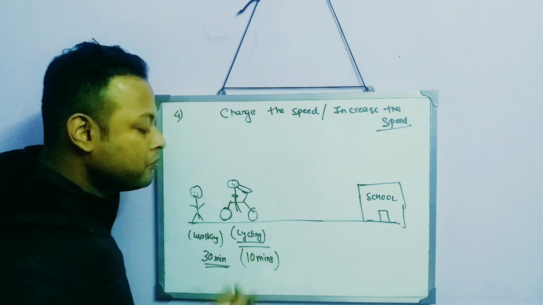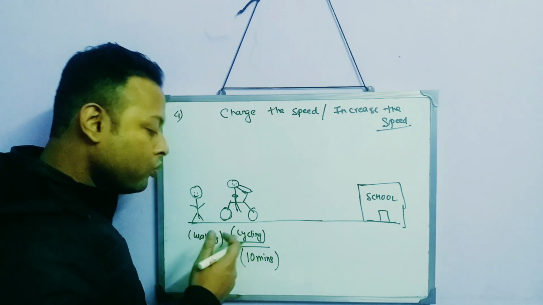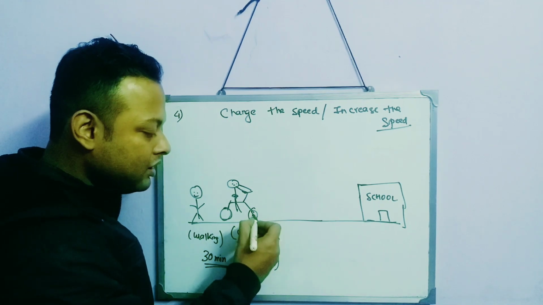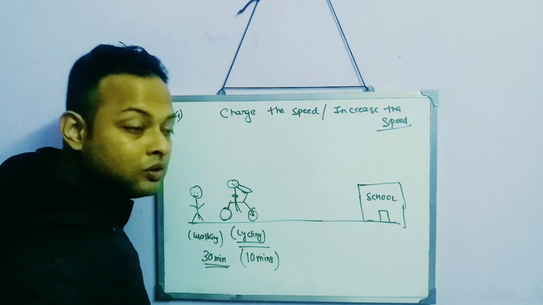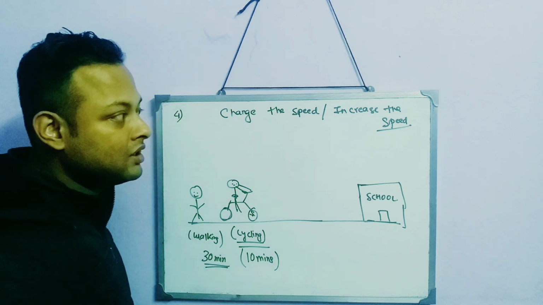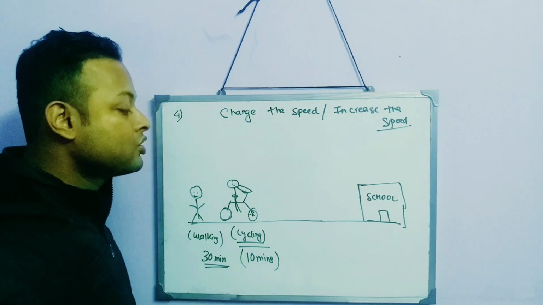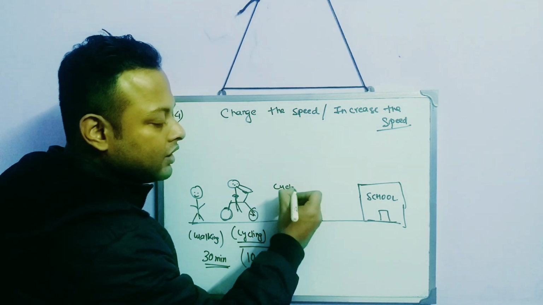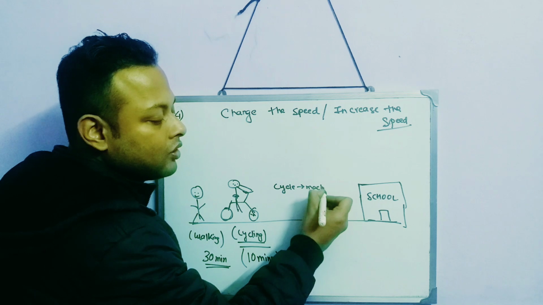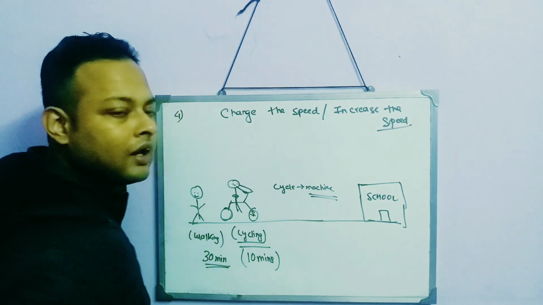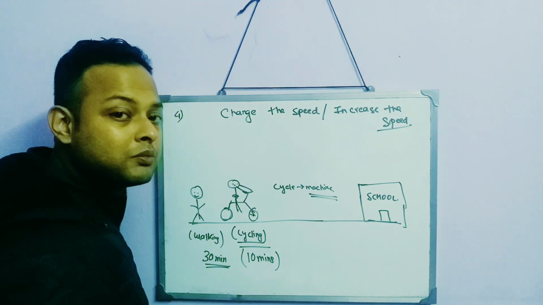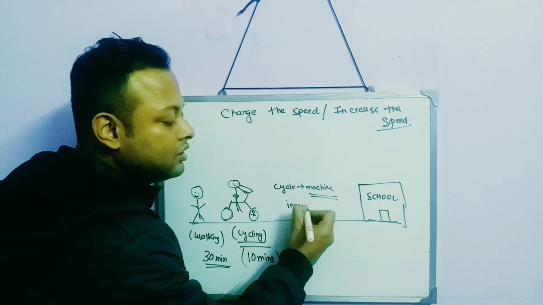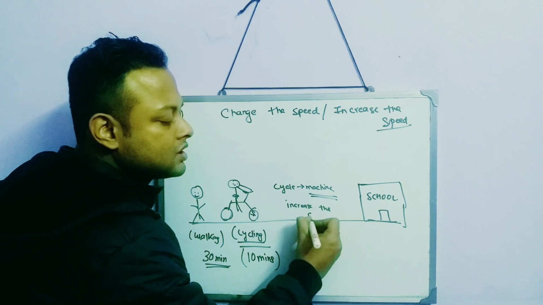So by using a cycle, we can increase the speed. As we are cycling, we can reach the school much faster. So we have increased our speed. So I can say this cycle over here acts as a what? Machine. And this machine can increase our speed.